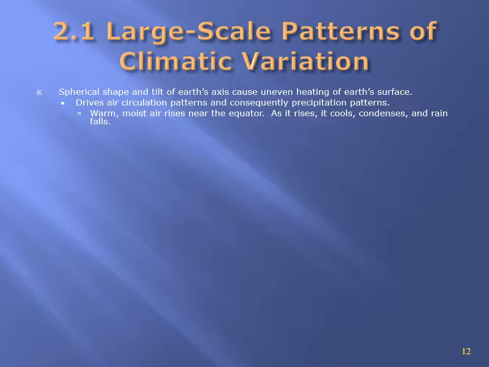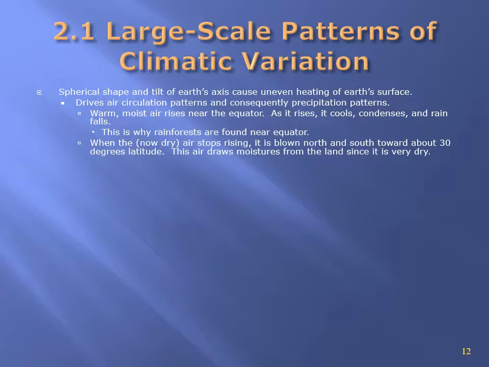So what happens is that warm, moist air rises near the equator, and as it rises, it cools, condenses, and then rain falls. So at the equator, it is very warm due to the shape of the Earth, being closer to the sun there, and warm air tends to rise. As the air rises, it gets colder as it goes higher up into the atmosphere, and as it gets colder, it cannot hold that moisture, so the air will condense and the rain falls. This is why we get rainforests near the equator.